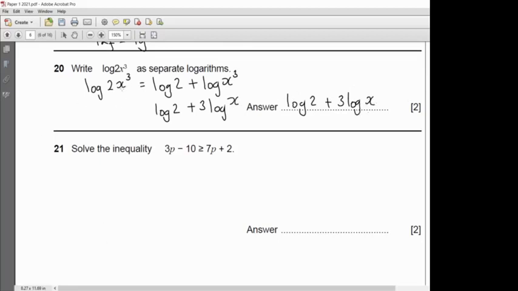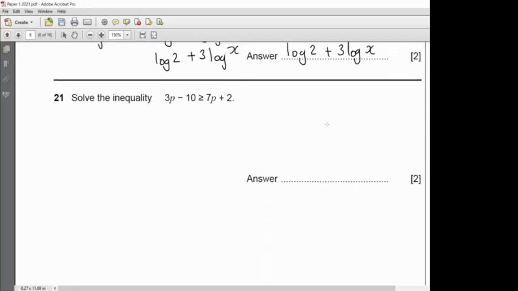Now, a very common mistake I see is that from here straight away, some students take this 3 and bring it down. That is not correct. The only time you would do that is if the 2x was in brackets. Here, the cube belongs to the x, so you need to split it up first like this, and then you can bring that down.